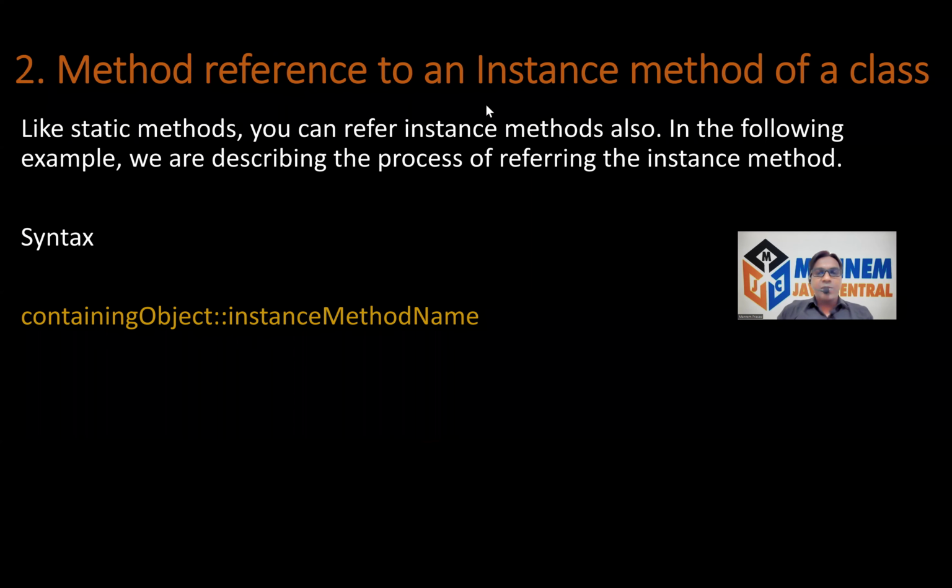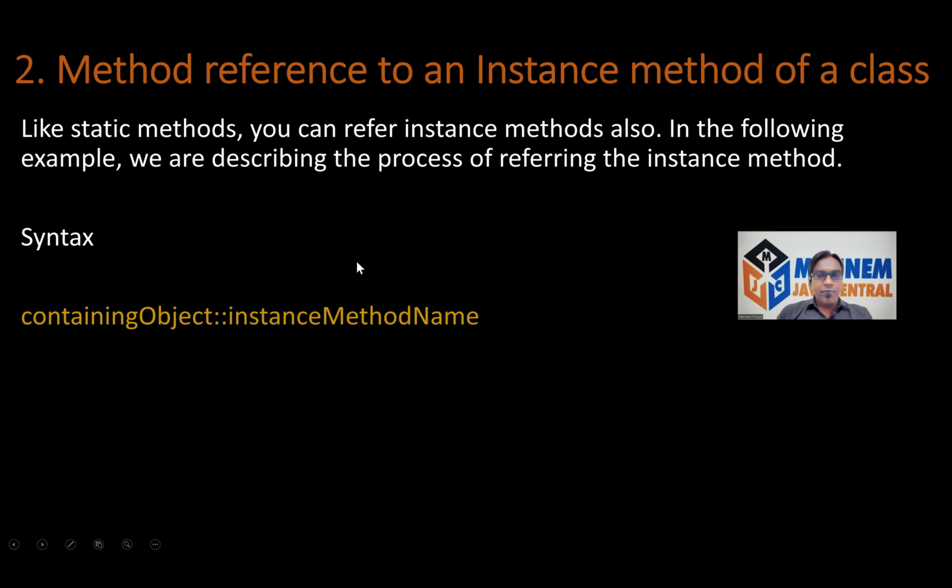Next one is method reference to an instance method of a class. Like static methods, you can refer to instance methods also. Previously we referred to the method by using the class name, because the referenced method was a static method. If you don't want to use a static method, then you have to reference your method using the object name. See the syntax: instance method name is a method of the instance, it's not a static method. How can you refer to this instance method by using the object name rather than the class name?